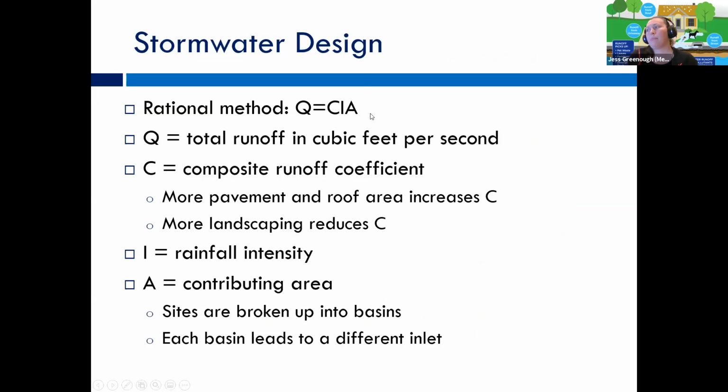So this is the basic formula that we use to calculate runoff for an area. It's your total runoff in cubic feet per second of stormwater, of rainwater that you're generating on a site, and it's basically a function of how much rain is falling, how impervious your site is, so how much landscape area you have versus asphalt versus gravel versus other materials like that, and then how much area you have.